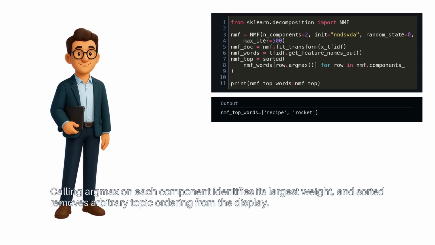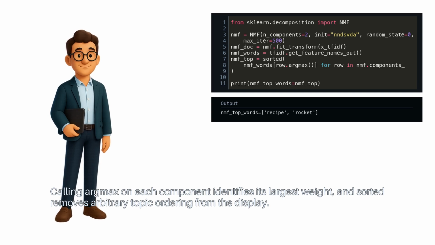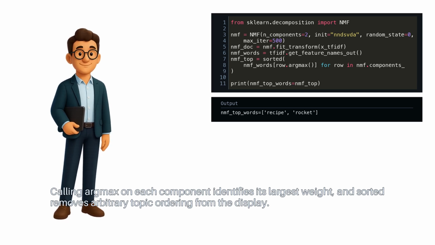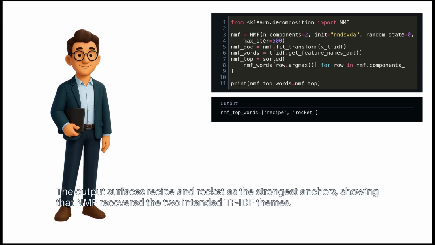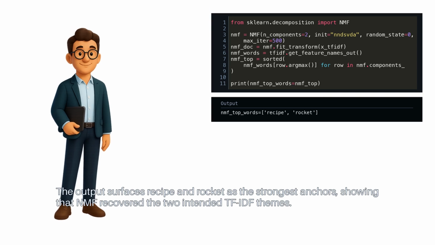Calling argmax on each component identifies its largest weight, and sorted removes arbitrary topic ordering from the display. The output surfaces recipe and rocket as the strongest anchors, showing that NMF recovered the 2 intended TF-IDF themes.